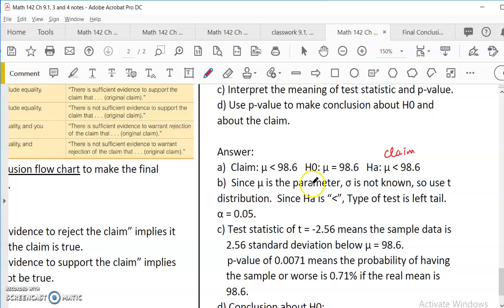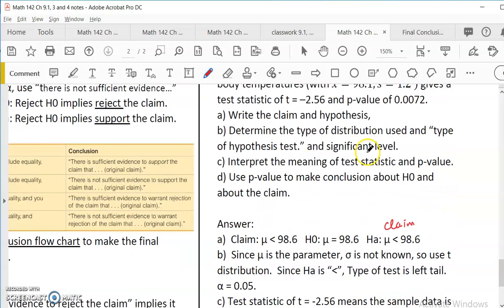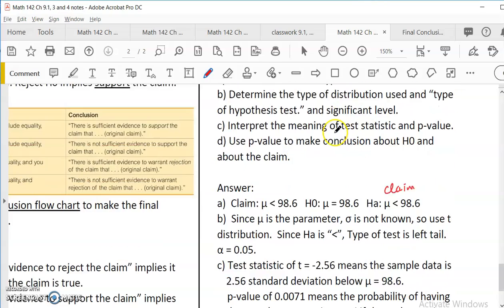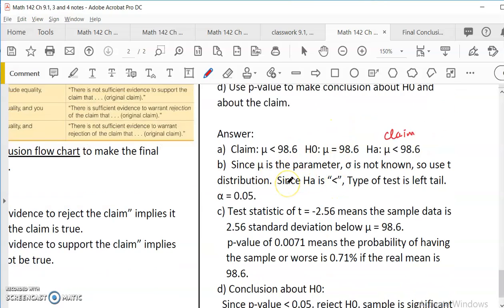So x bar is normally distributed, but the tick marks are done by t. The type of test is a left tail test, and you also would write down alpha. In this case, alpha is given as 0.05. So that's the second part.